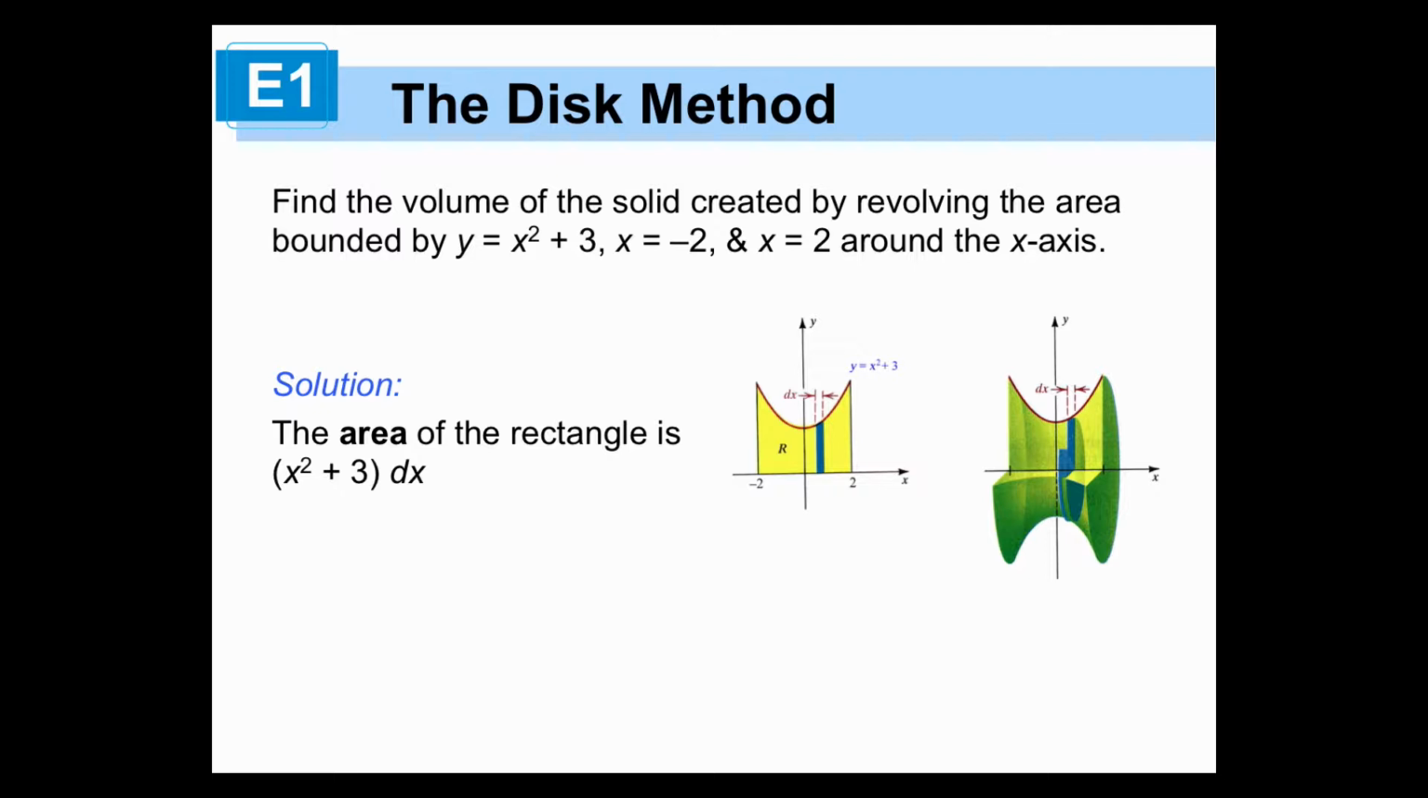How do you find the volume of the disk then? In that picture, what's capital R? What's the radius of the disk we're going to create by spinning that blue rectangle? Yeah, the height. Notice the height of the rectangle is the same as the radius of the disk. So then the volume of the disk becomes that: radius squared times pi times dx.